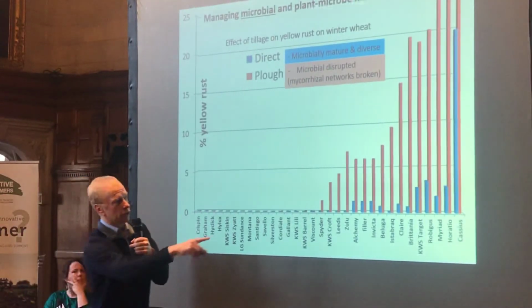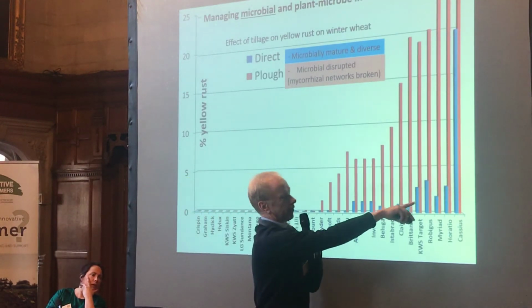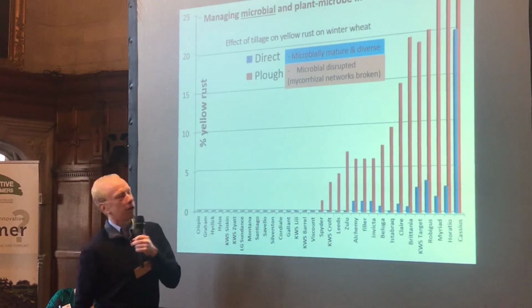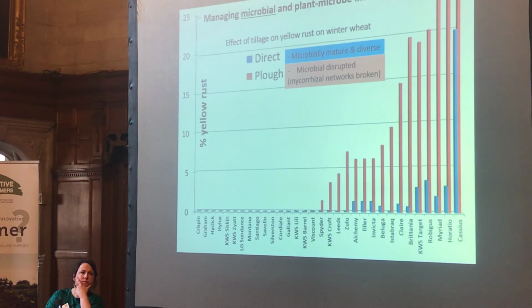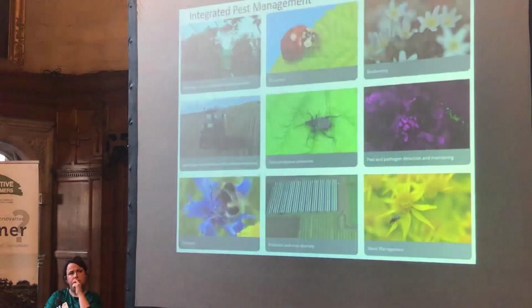And you'll see it made a huge difference to the amount of yellow rust. In blue is the direct drilled, so the diverse system still, and it's made itself much more resilient to pathogen attack. This didn't just happen on this site, it happened on other sites as well. It happened for barley too, and it happened against powdery mildew as well as for yellow rust. So again, managing the soil component, and that is an important part of what you're doing in the interactions between these, and an important part of what we're doing.